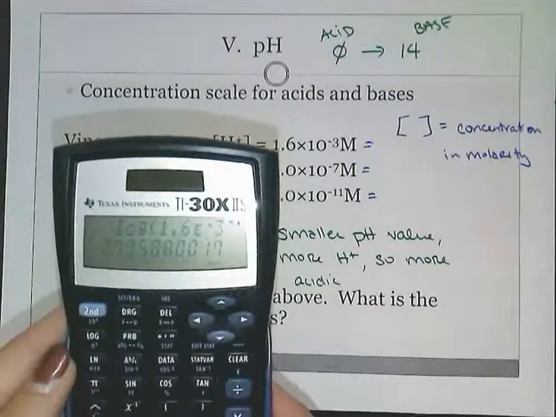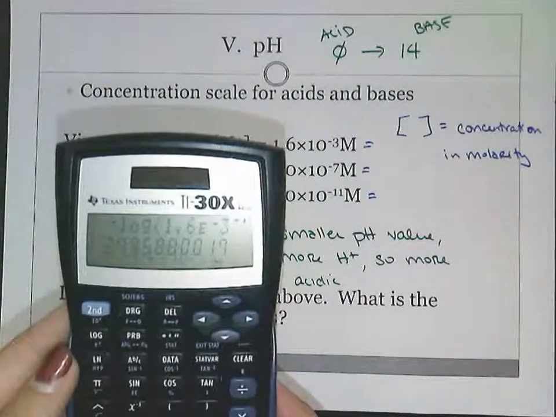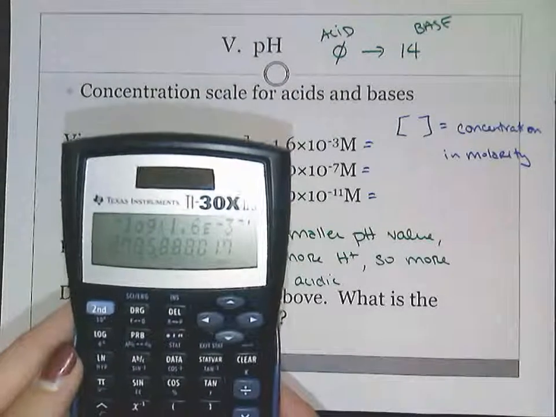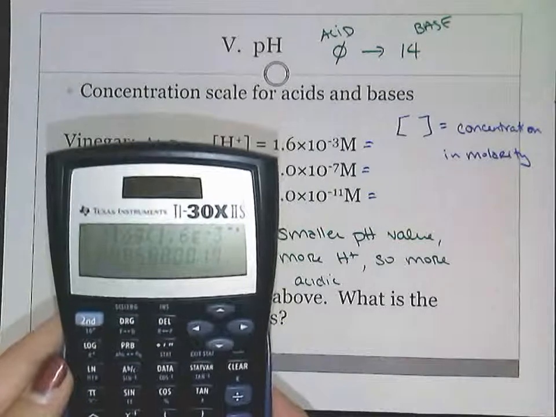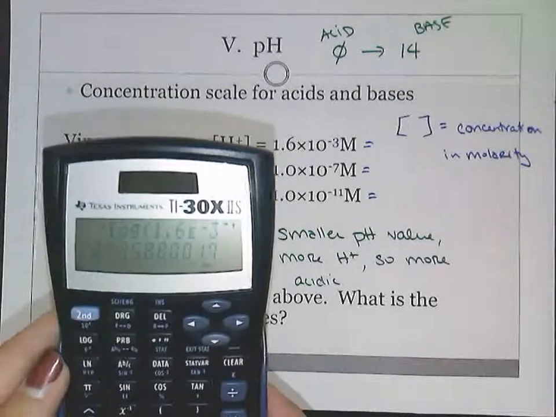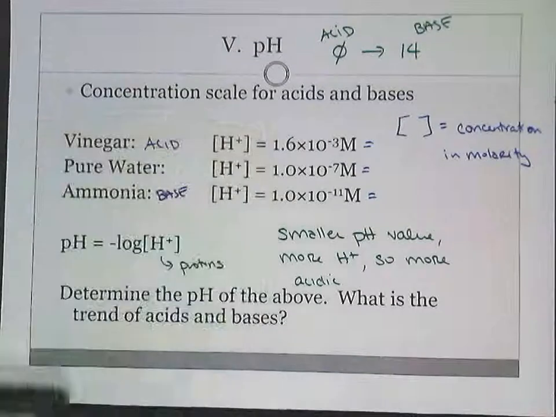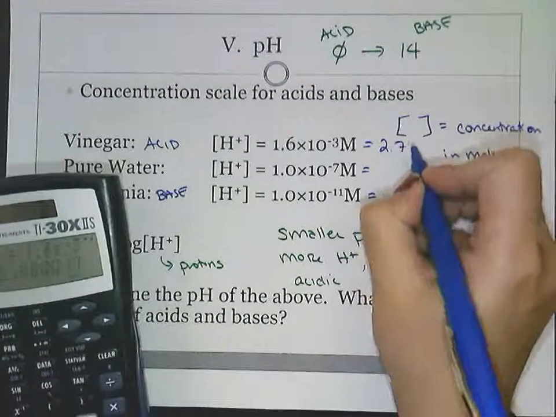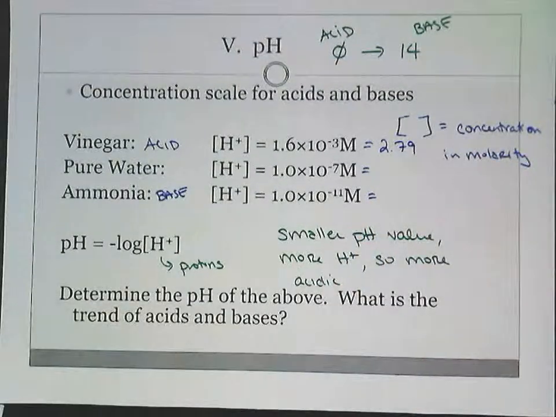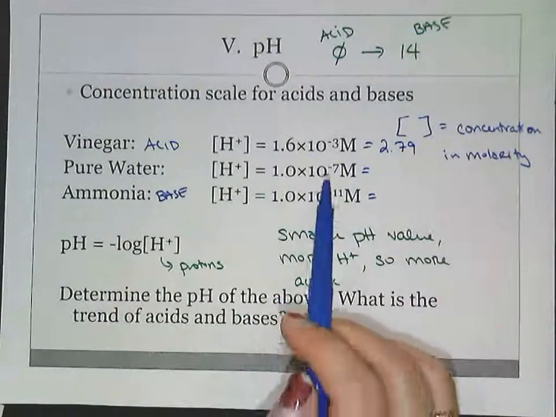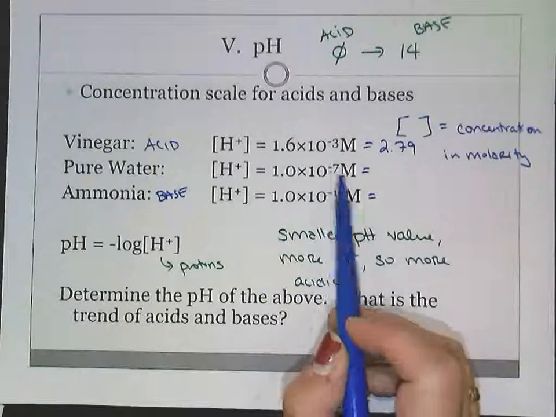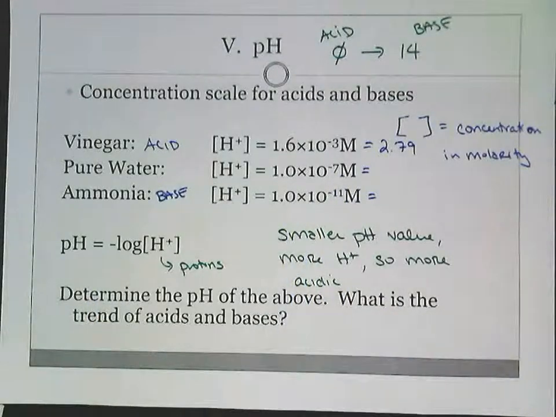The rules for significant figures for logs are super wacky, so we're just going to go with 2 decimal points. Did everyone get 2.79? Okay. So you're going to type in negative log of this value, and then do it for the other two. Negative log of 1 times 10 to the negative 7th, negative log of 1 times 10 to the negative 11th.